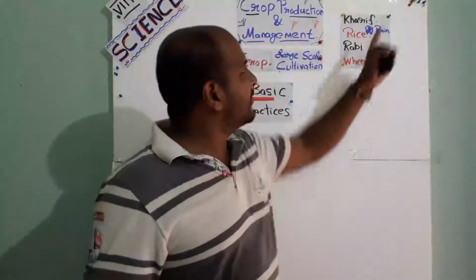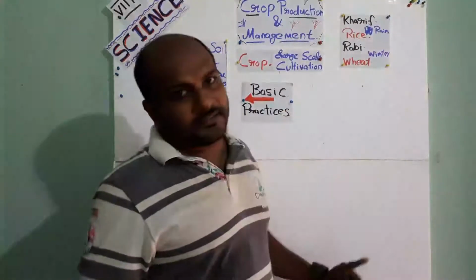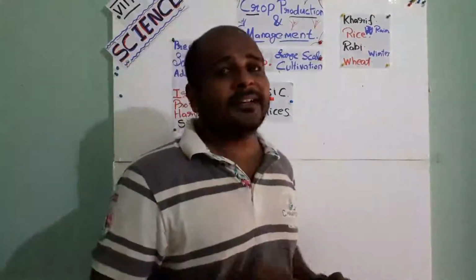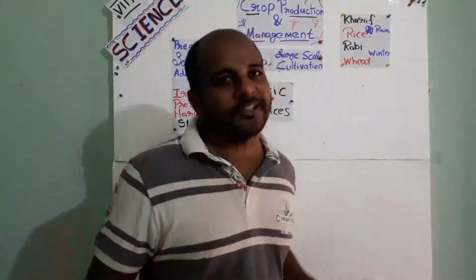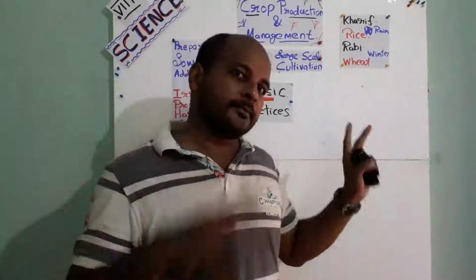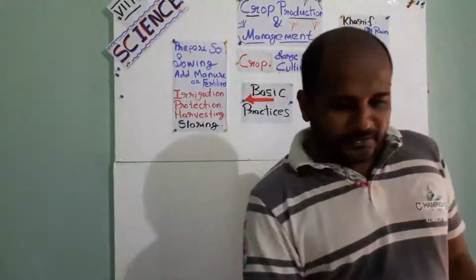The best example for a Kharif crop is rice. Rain means water, and rice needs water. Winter, Rabi, wheat. Wheat does not need that much water. That much irrigation is not needed for wheat. That's why it is a Rabi crop. Doubts clear? It's fine? Okay, then we can move to the next part.